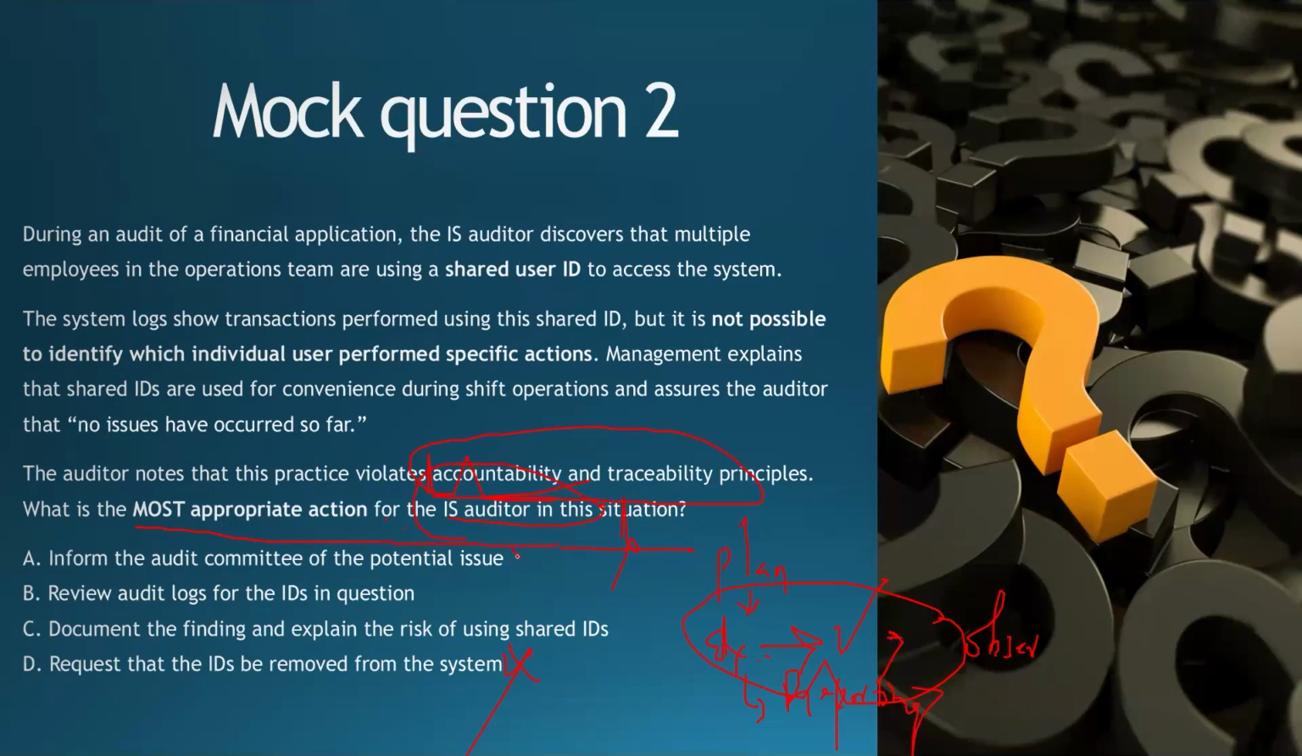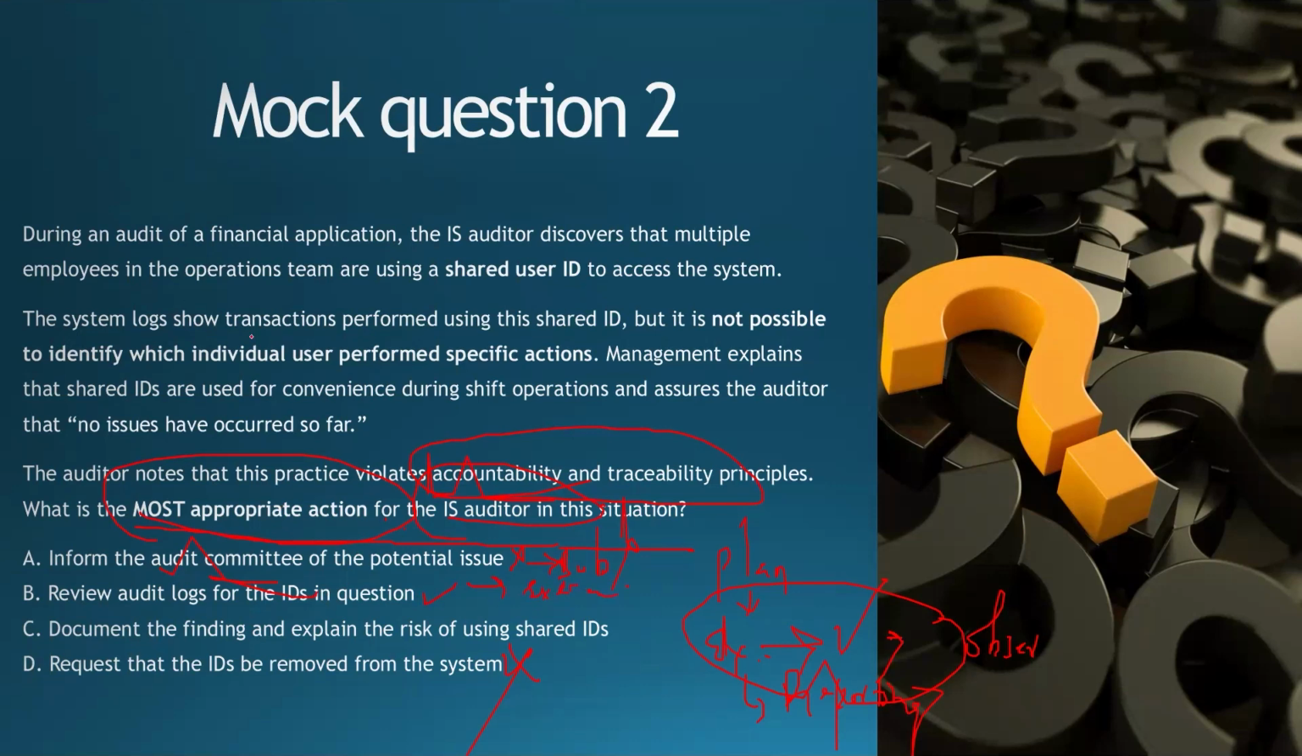Inform the audit committee of potential issue. No, we are at the appropriate action level. It is not at the discussion level. Even in such a case, we will be discussing with the audit committee. Reporting will happen only to the board of directors. Then review the audit logs in question. Yes, again that can be done, but this is at the execution stage, not at the action stage.